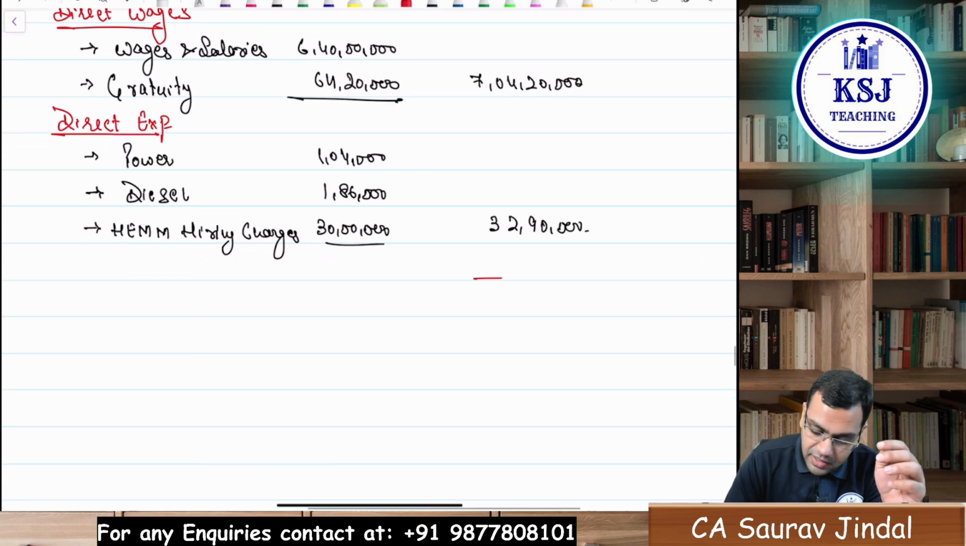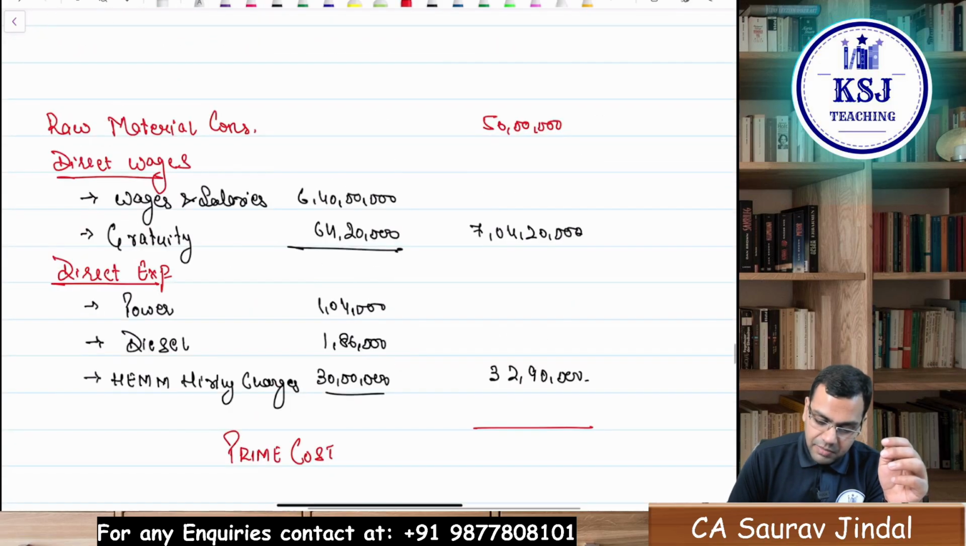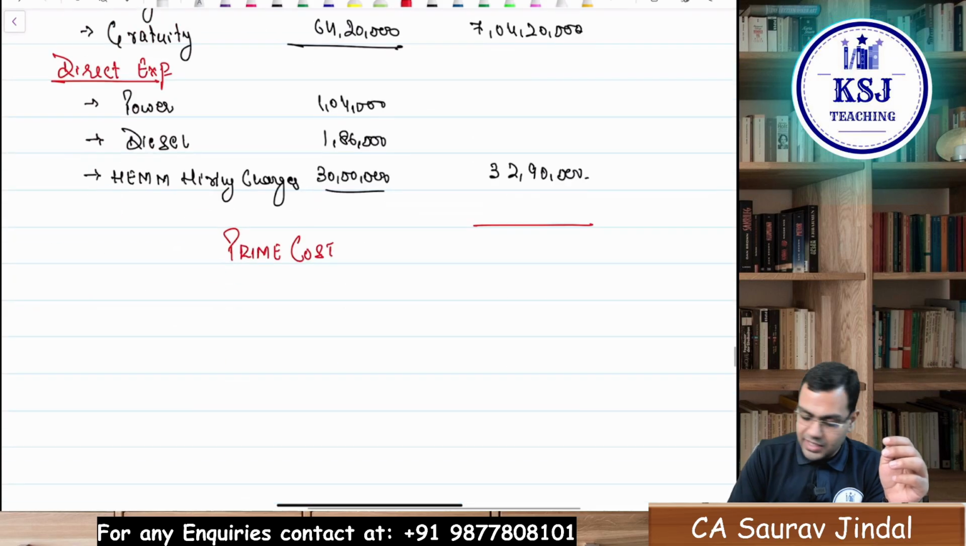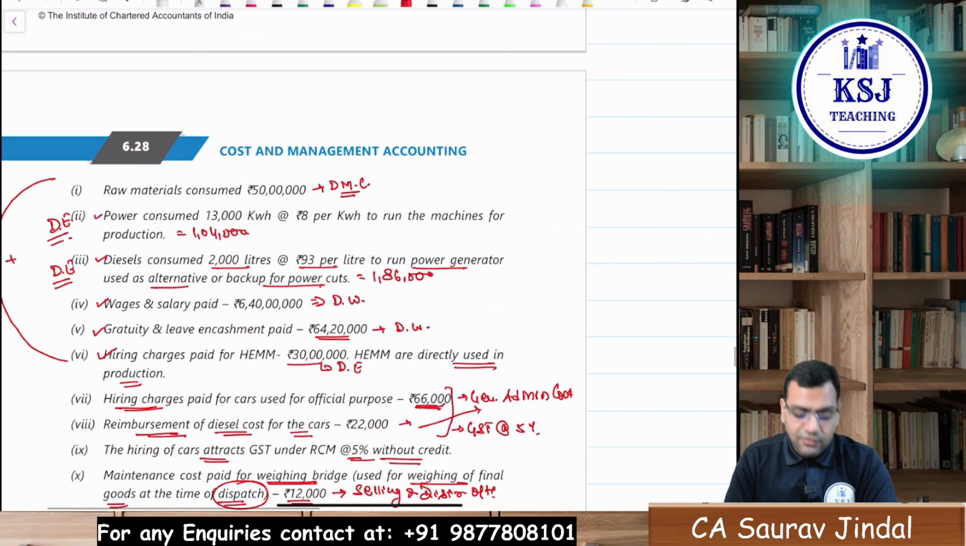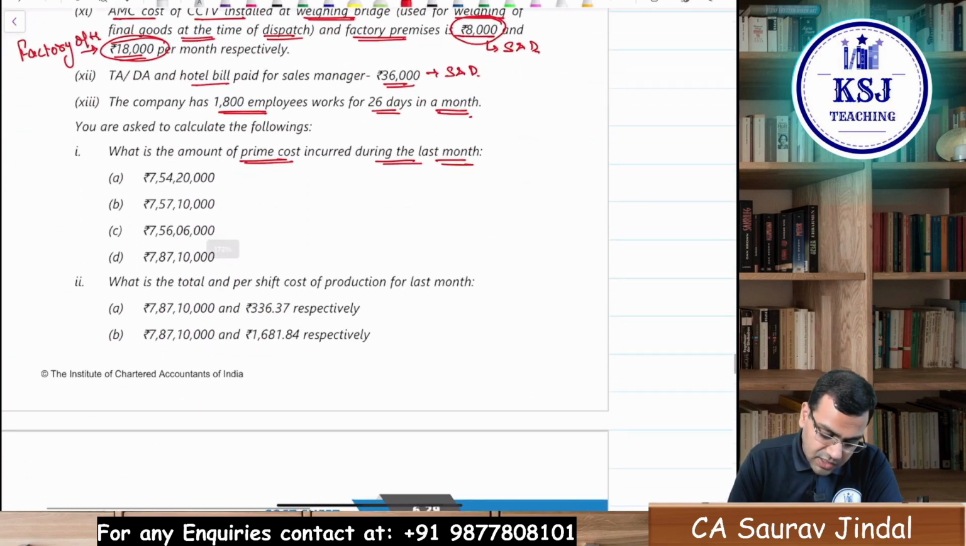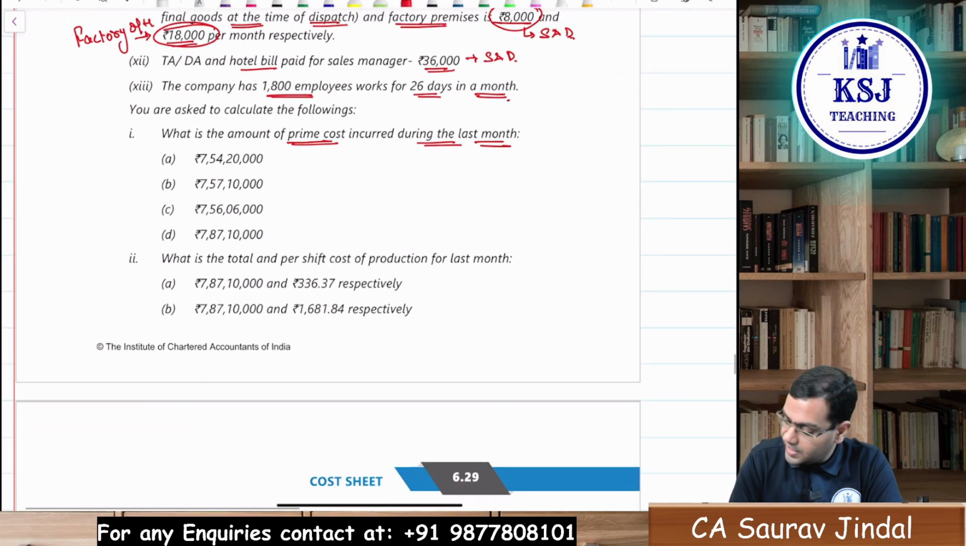So from here, you will get your prime cost. That comes to 50 lakhs plus 7 crore 4 lakh 20,000 plus 32 lakh 90,000. That comes to 7 crore 87 lakh 10,000. Right? So that was our MCQ 1, that they were asking for the prime cost, 7 crore 87 lakh 10,000. That is option D. Clear?